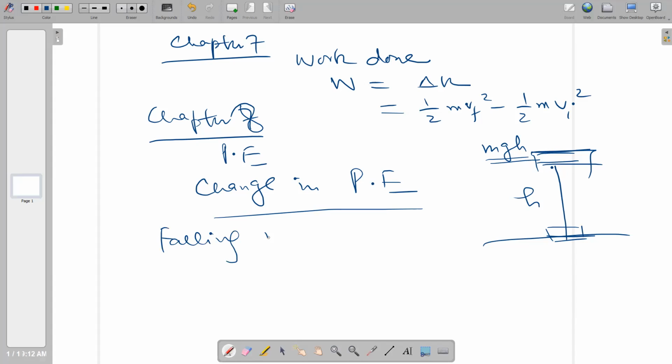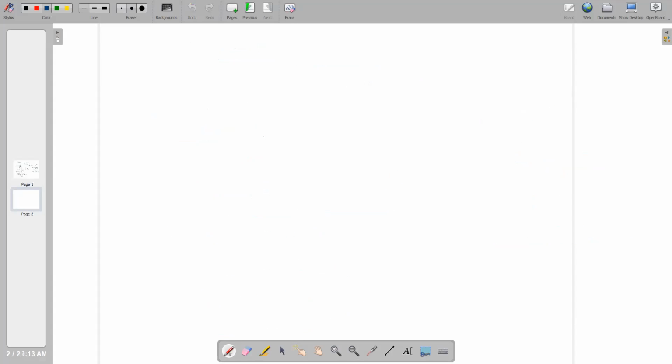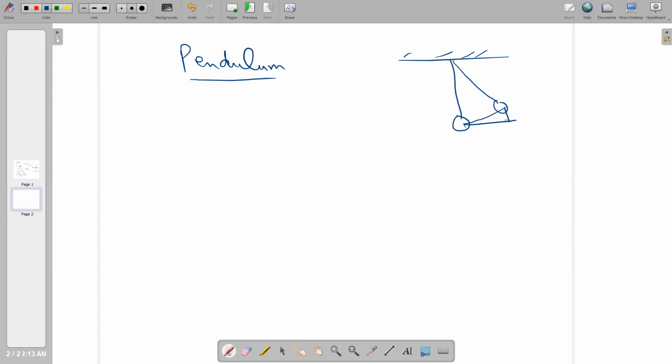So in chapter number 8, we will study falling objects. The bodies are falling, and we find the potential energy and the kinetic energy. The body is lifted. And we will study the pendulum height. Pendulum height means this one. If this is a pendulum, the body is moving in this way, and how much is the height from this position? So it has potential energy. When it moves, it has kinetic energy. So we will discuss this type of cases.